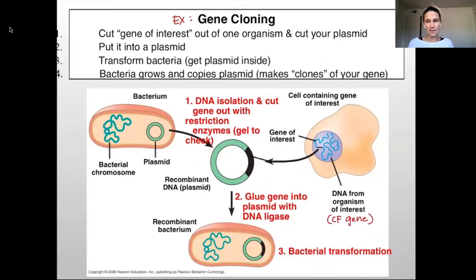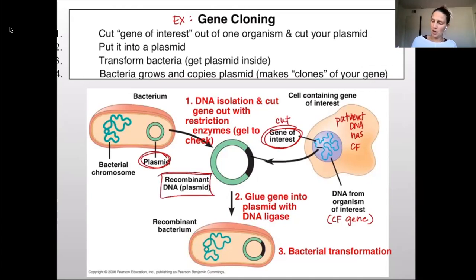We're going to take DNA from patients that have cystic fibrosis. We are going to look at that gene of interest. We are going to cut that gene of interest. And in the bacteria, we are at the same time going to cut a plasmid with the same enzyme. We're going to use DNA ligase to create our recombinant DNA, our plasmid, right?